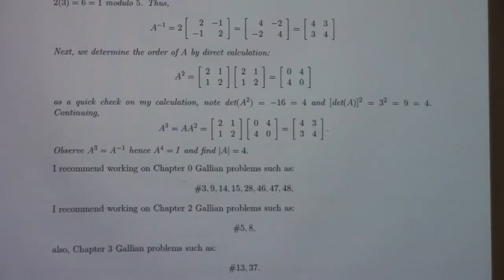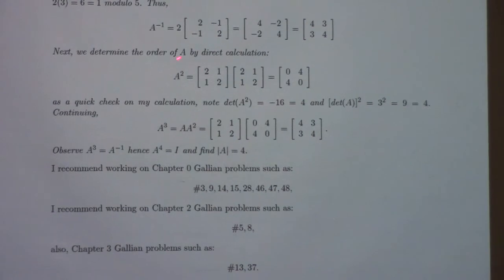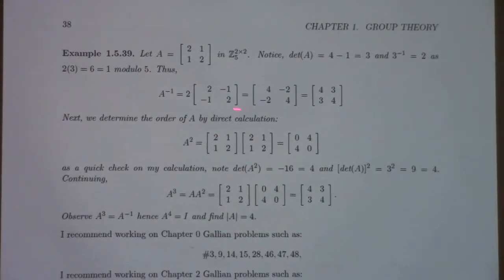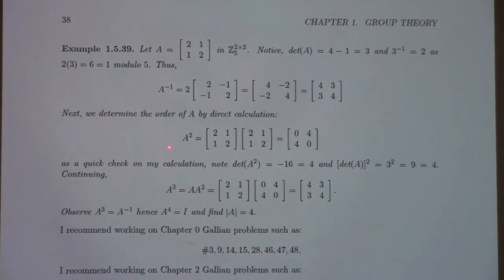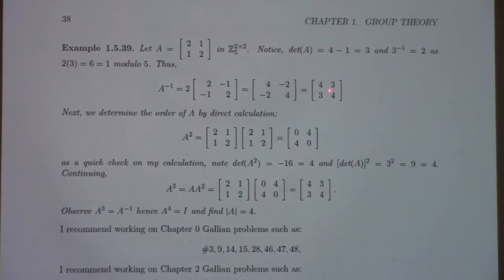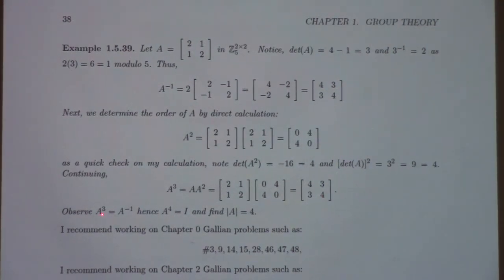Here's one with a little bit fancier order. In Z5, I find the inverse of this matrix is that. A squared is this. A cubed is that. Ooh, I'm back to A inverse again. That gives me A cubed equals A inverse. Multiply both sides by A. I get A to the 4th equals I. So the order of A is 4. So for what it's worth, the cyclic subgroup of GL2 Z5 generated by A has order 4.